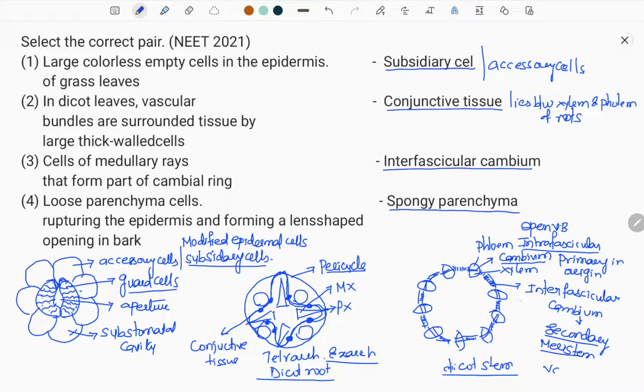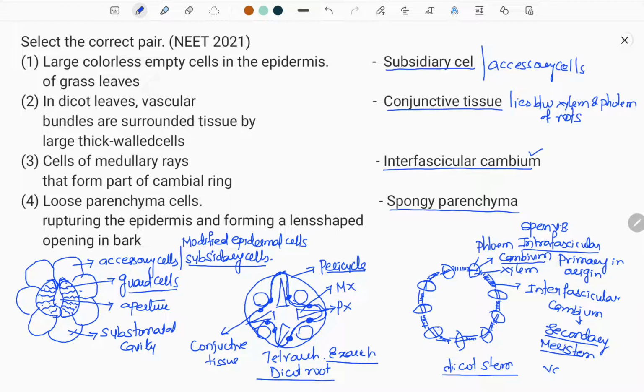This vascular cambium acts as secondary vascular tissue in dicot stem, and outside it gives rise to secondary phloem, inside it gives rise to secondary xylem. But it is more active towards the inside, forming more secondary xylem and less secondary phloem. So that is interfascicular cambium.